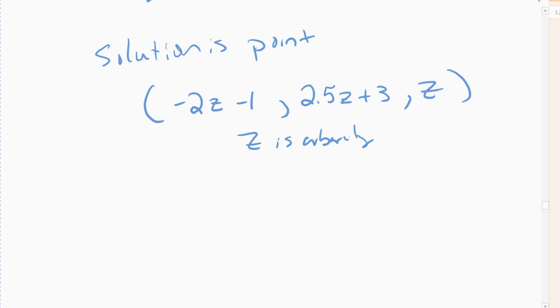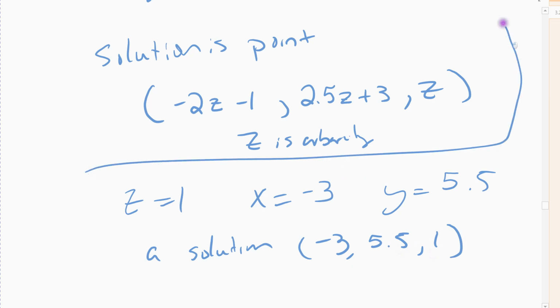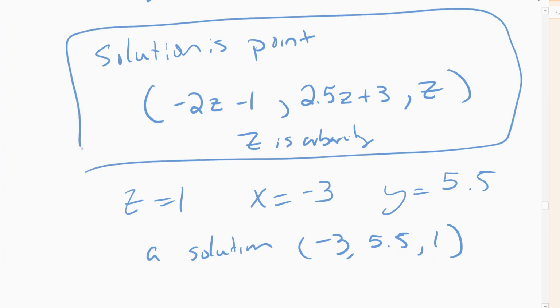All right, so I'm just going to do an example. Suppose I pick 1, right? So I pick z equals 1. Well, if z equals 1, then the x value, I'll plug it in here. I get negative 2 times 1 minus 1 is negative 3. The y value is 2.5 plus 3, so that comes out 5.5. And so a solution is negative 3, 5.5, and 1. That's one solution. There's infinitely many because there's infinitely many values I can choose for z.